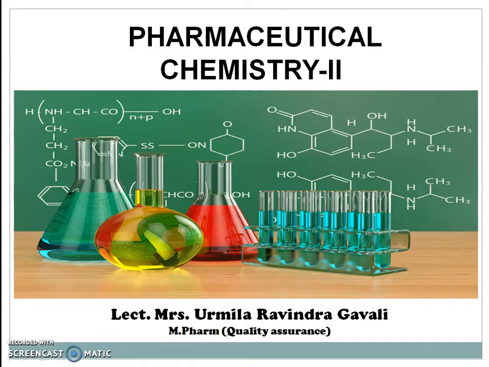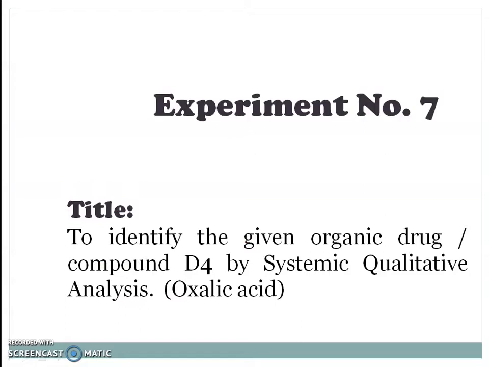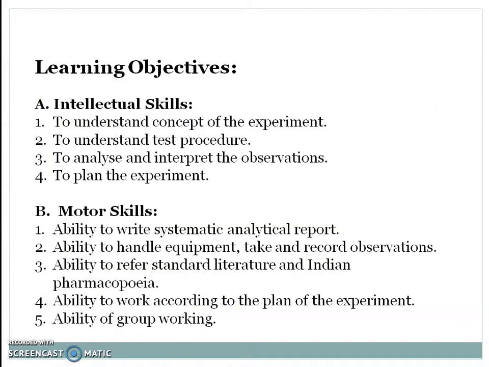Today we are going to deal with Systemic Qualitative Analysis. Experiment number 7. Title of the experiment: to identify the given organic drug or compound D4 by Systemic Qualitative Analysis. And the compound is oxalic acid.